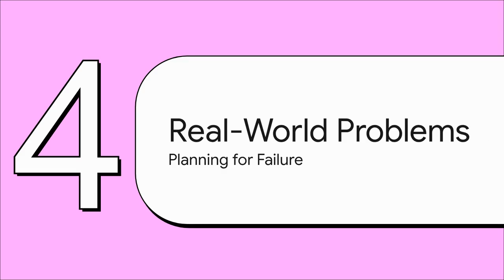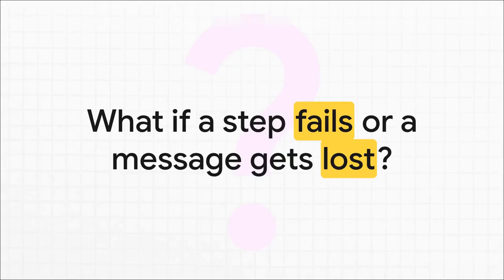Stuff goes wrong. So what happens when our perfect little factory hits a snag? We absolutely have to plan for failure. And this is the million-dollar question, right? What if the payment service has a little hiccup or a message from PubSub gets delayed? Does the whole relay race just fall apart? Is that customer's order now lost forever in some digital limbo?